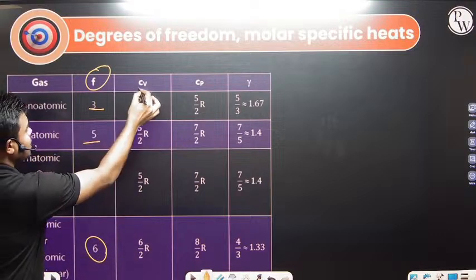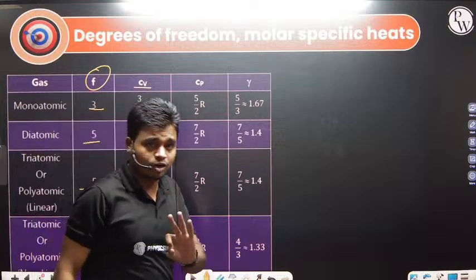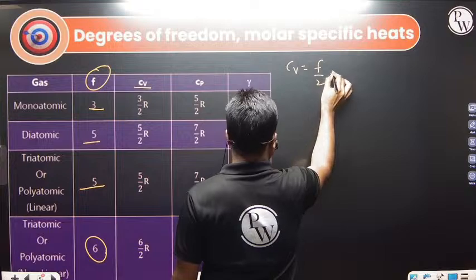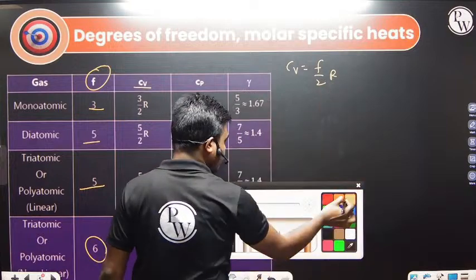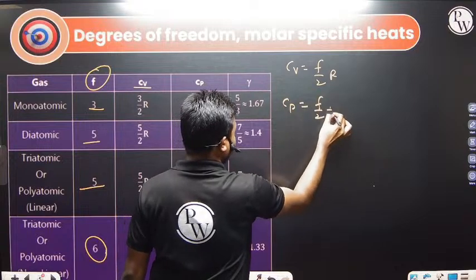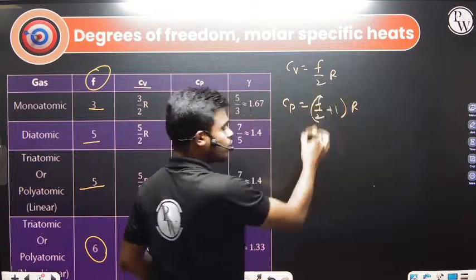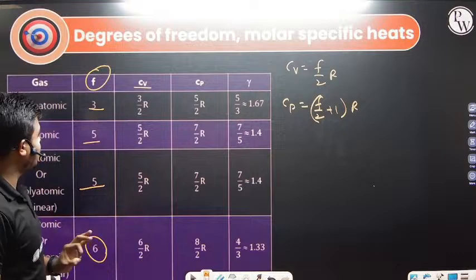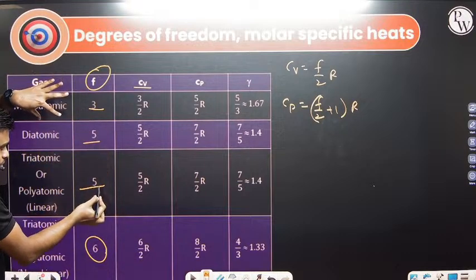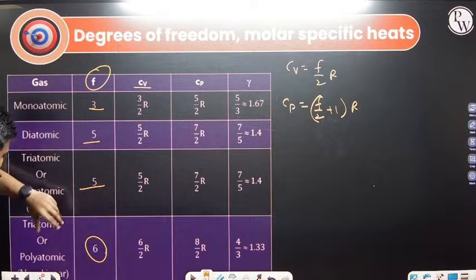If we talk about the CV value, the molar heat capacity at constant volume, for monatomic this is 3 by 2 R. So the CV value is F by 2 R. And what is the CP value? CP is (F by 2 plus 1) into R. And what is F? Degrees of freedom: for monatomic it is 3, for diatomic 5, for linear triatomic 5, and 6 for polyatomic.